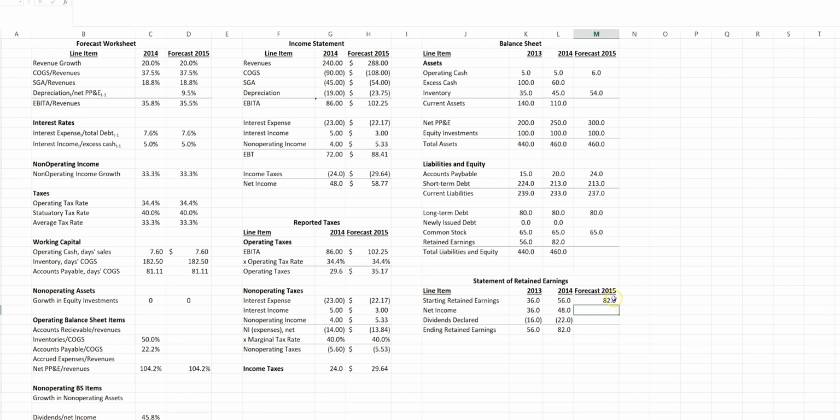This is what we would expect. Now then, our income statement is going to give us our net income for 2015, our forecasted net income. And our dividends declared, we are going to keep our dividend rate the same. Oh, yeah, take this.